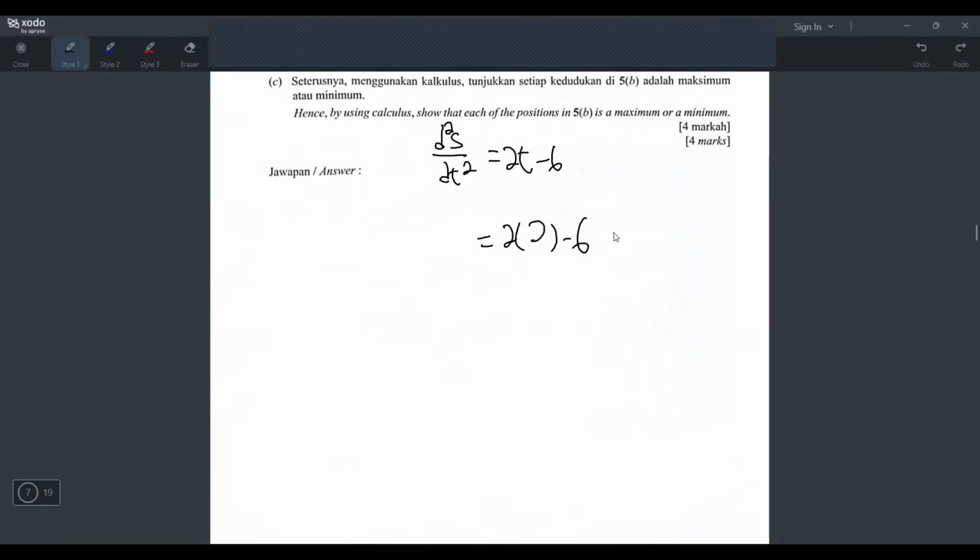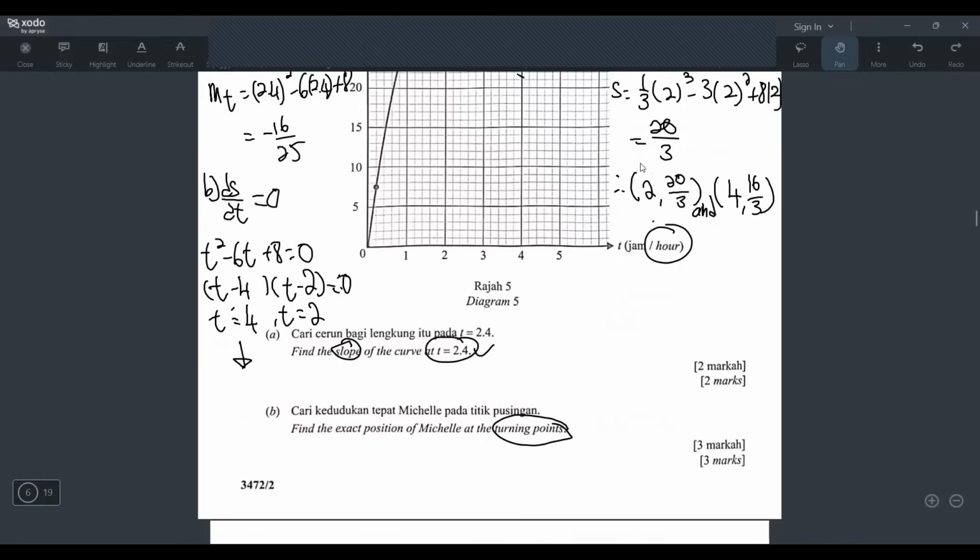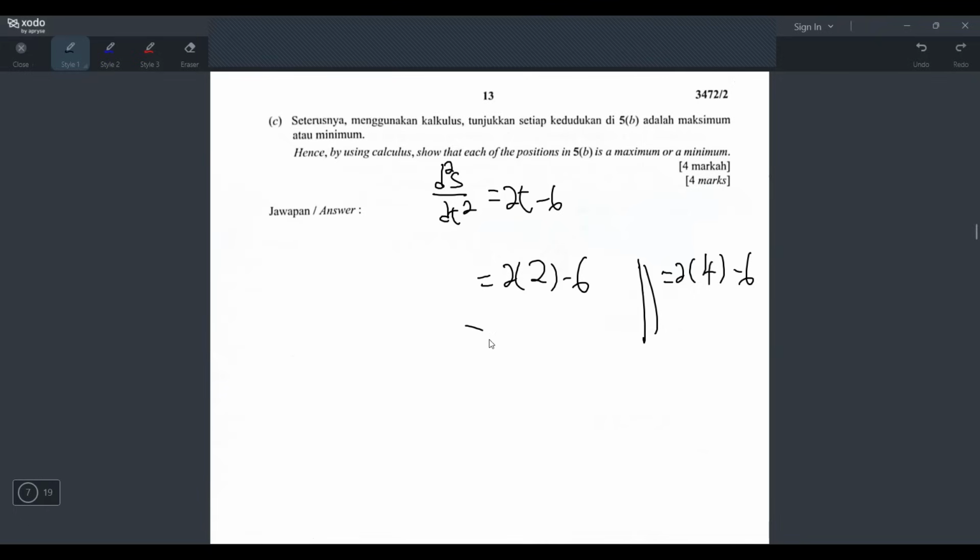And when you substitute 2, it means you are testing this point lah. You are testing whether this one is maximum or minimum. And for the other one, I will substitute t with 4. Okay. And remember, if your answer is bigger than 0, then it's minimum. If it's smaller than 0, then it's maximum. Okay, 2 times 2 is 4, 4 minus 6, negative 2. 2 times 4 is 8, 8 minus 6 is 2, right? This one is smaller than 0, this one is bigger than 0. It means I already know which one is minimum and which one is maximum lah.